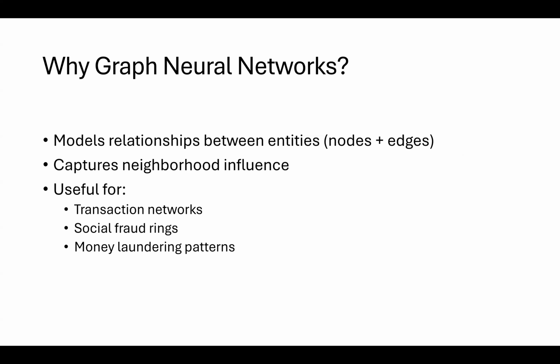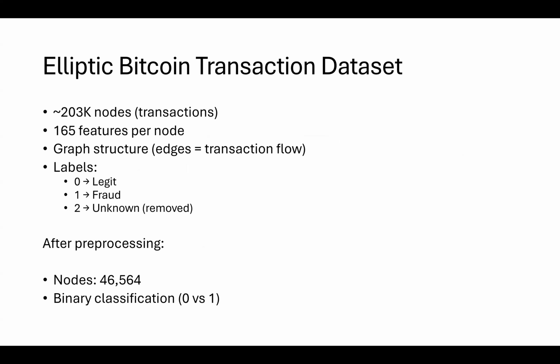And graph neural networks are useful because they model relationships between entities using nodes and edges. They also capture how neighboring nodes influence each other. This is important in fraud detection, where one transaction can affect others. So, GNNs are well suited for things like transaction networks, fraud rings, and money laundering patterns.